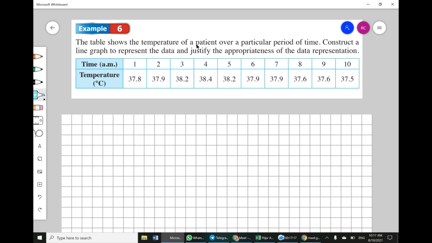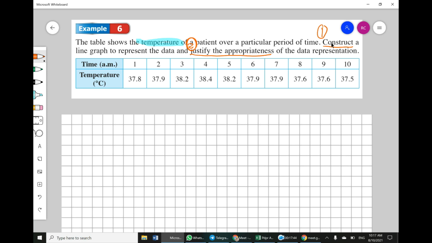The table shows the temperature of a patient over a particular period of time. You have to construct a line graph to represent the data and justify the appropriateness of the data representation. So there are a few things that you have to do. First, you need to construct a line graph. After that, you need to justify the appropriateness. There are 2 tasks that you need to do. First of all, we are going to construct a line graph.